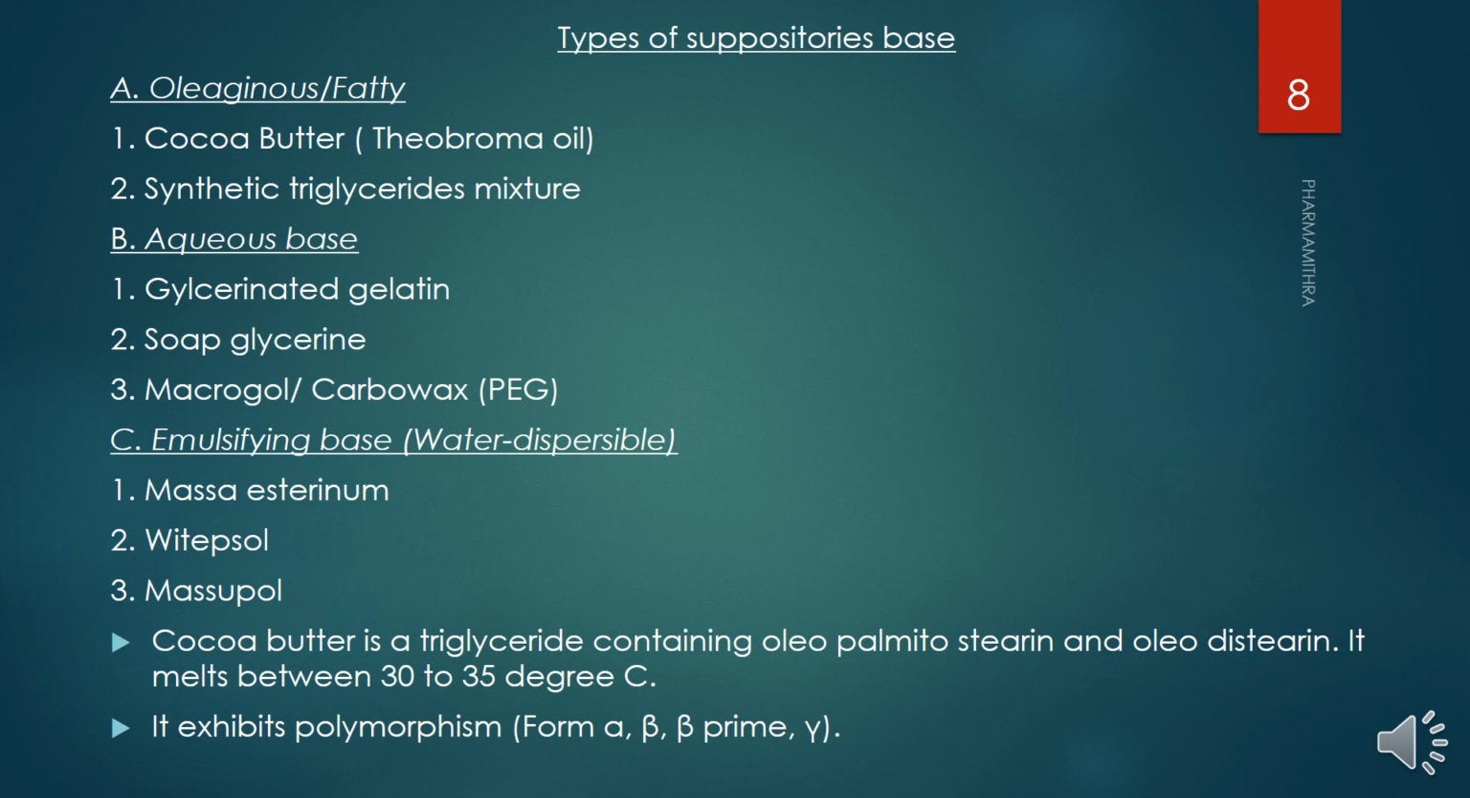And the second classification is the aqueous base. Examples for the aqueous bases are water miscible bases, glycerinated gelatin, soft glycerin, macrogol or Carbowax. Those are examples for aqueous bases. And the third classification is the emulsifying base or water dispersible base. The examples are Massa Estarinum, Witepsol, and Massupol. So, these are all the examples under each category.